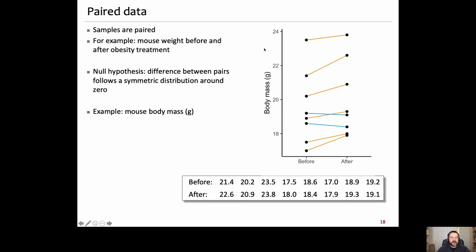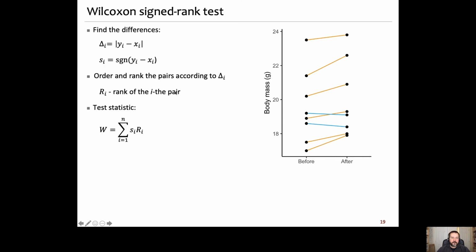Again, we have paired data. This is our old example of the obesity study in mice, where there are mice before and after treatment, and we record their body weight. The null hypothesis in the Wilcoxon test is that the difference between pairs follows a symmetric distribution around 0. We don't care about the mean or standard deviation here. We only ask about how they are distributed around 0.